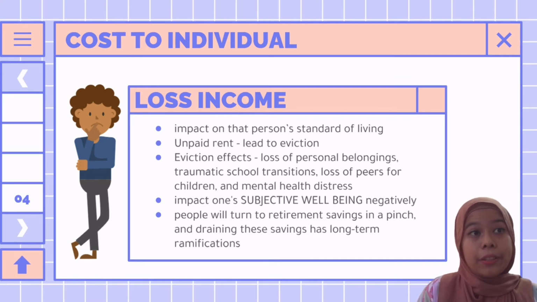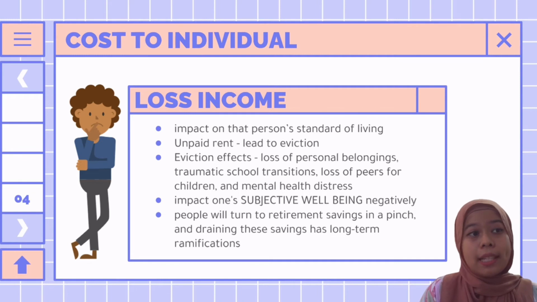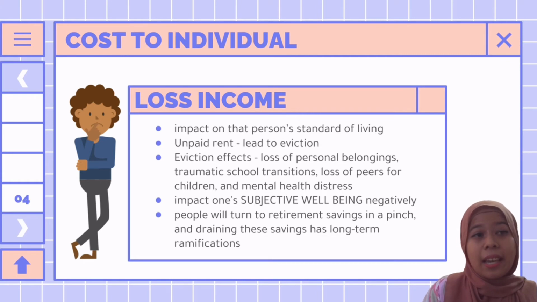Even for those eligible for unemployment benefits and other forms of government assistance, it is often the case that these benefits replace 50% or less of their regular income. That means these people are consuming far less than usual. However, the economic consequences can go beyond just less consumption. Many people turn to retirement savings in a pinch, and draining these savings has long-term ramifications.